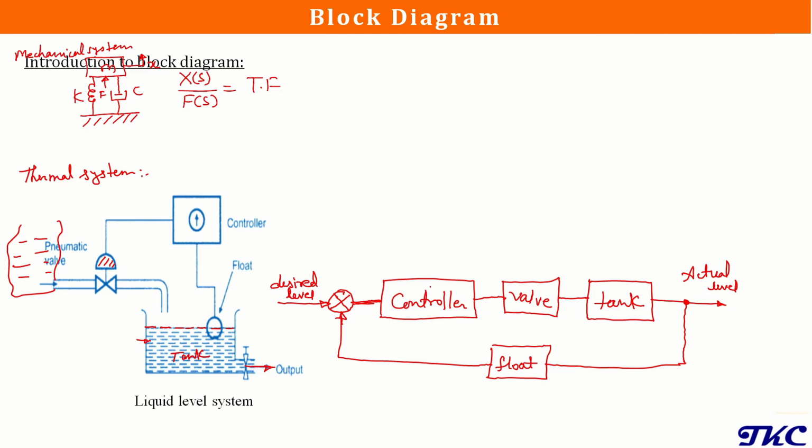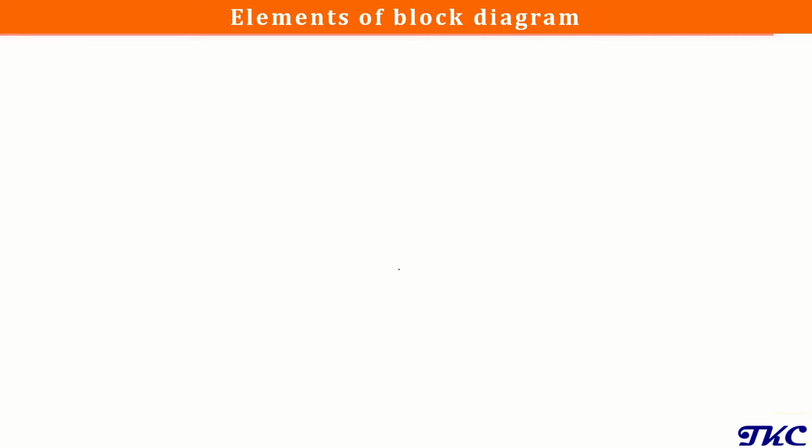So what we have to do, we have to determine the transfer function for this controller, the transfer function of the valve, the transfer function for the tank, and the transfer function of the float, and we can connect them in this logical sequence. And by using the concept of block diagram reduction, we can reduce this into a single transfer function, and that will be the transfer function of this overall system. Now we'll discuss the elements of block diagram.